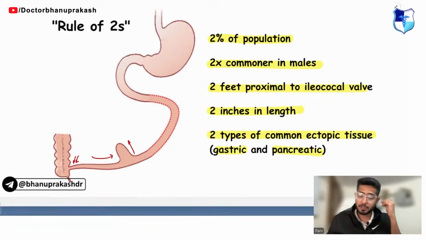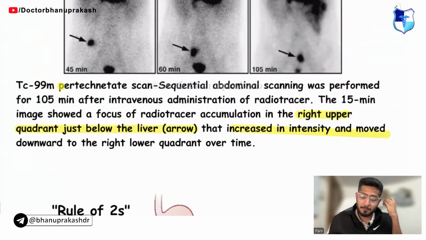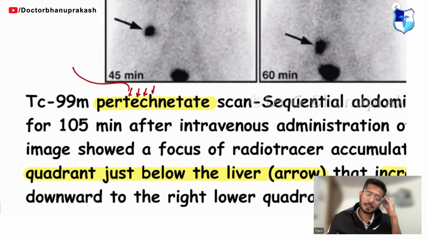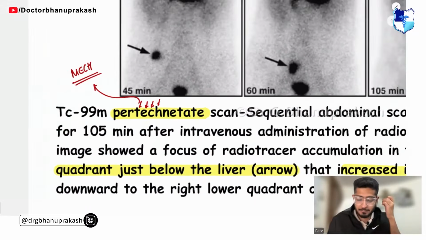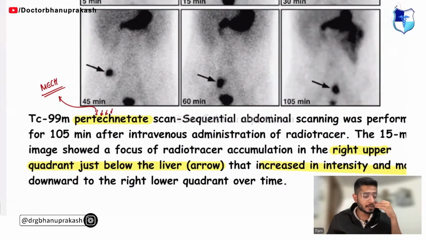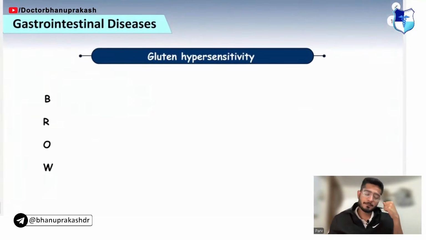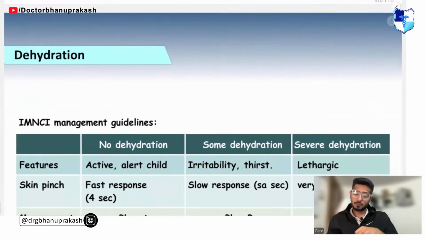Okay, so this is important. And remember, this is technetium pertechnetate scan. So "tech" is ME, "pertech" is Meckel. Tech is Meckel. So technetium pertechnetate. Okay, pertechnetate. ठीक है. अच्छा, gluten hypersensitivity I have already discussed with you guys.